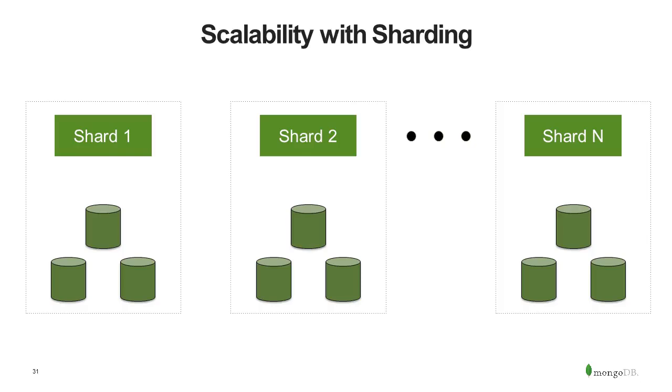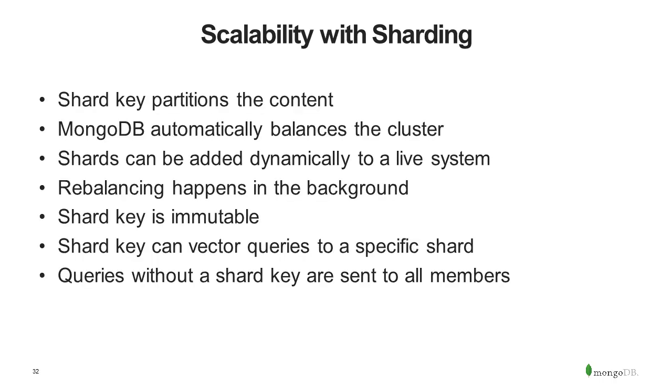So you can see this is 3-node replica sets. You could have 4, 5, 6 nodes in each replica set. And now what we do is we partition the load over these shards. Right? So the shard key partitions the content. The MongoDB system will automatically balance the cluster. And of course, shards can be added dynamically to a live system. And the rebalancing of new shards happens in the background.